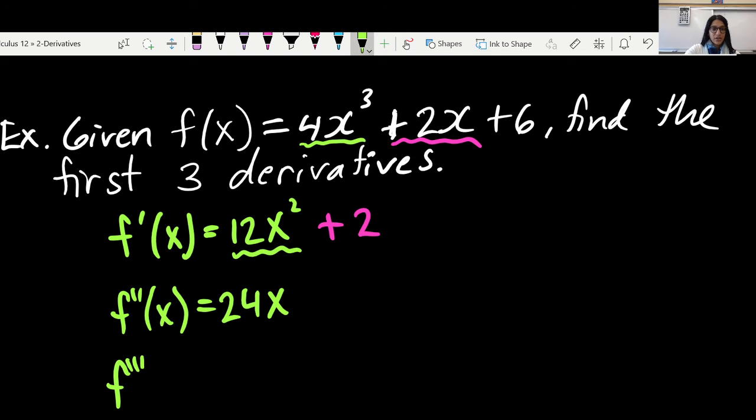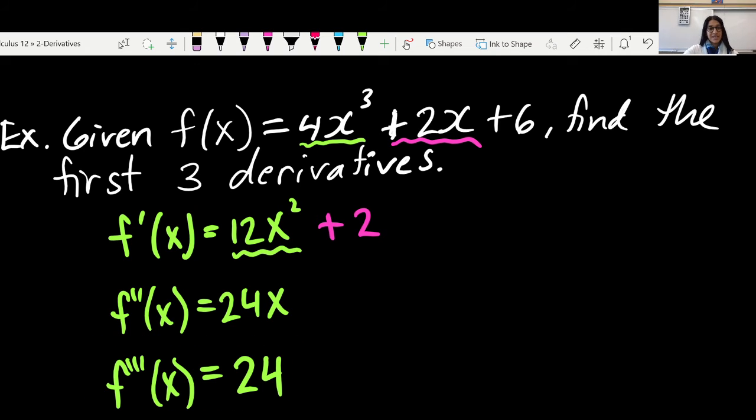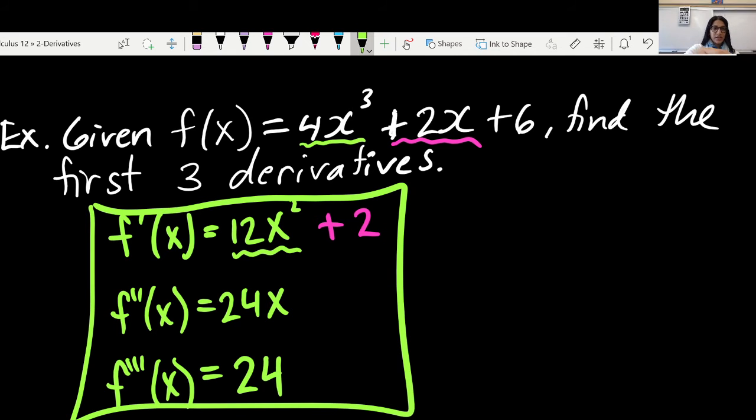And now when I take the third derivative of this, I can see that when I apply the power rule, I simply get 24 for my third derivative. I guess that's not my only answer. They all are my answer. So these are all the first three derivatives of this function.